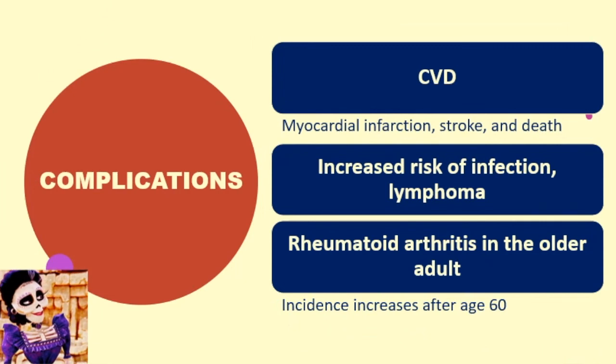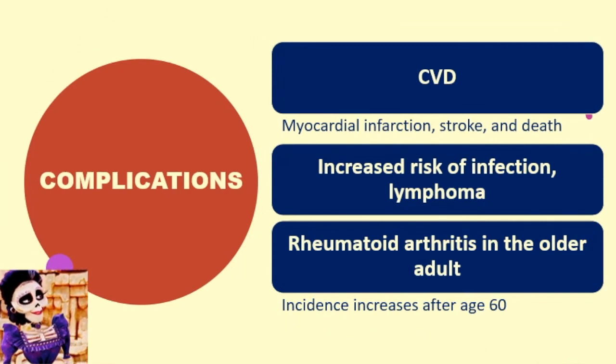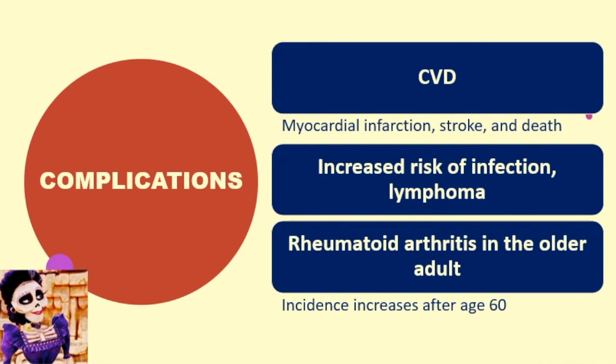Okay, so what are the complications? Worst complications would be your cerebrovascular diseases, your cardiovascular diseases. You may have your MI, and then your stroke, and then your death. Okay, then you have your increased risk for infection. Then you also have, plus, rheumatoid arthritis in the older adult is very common because it would increase after the age of 60.